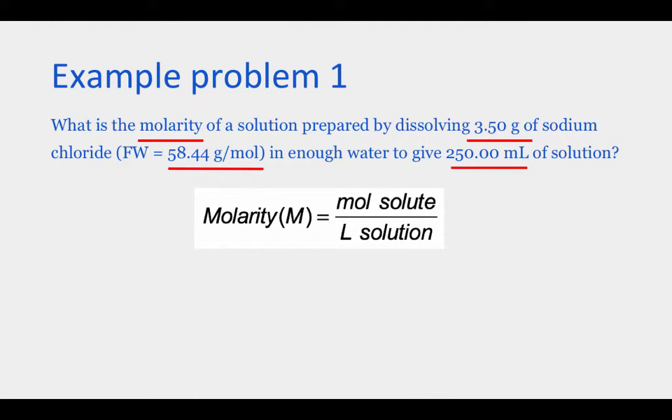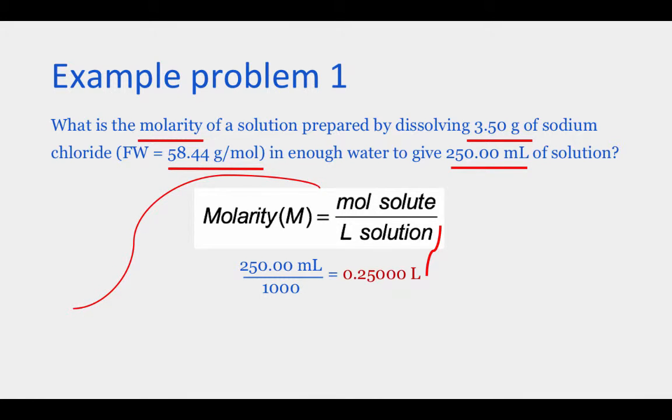Third, what else do you know? The definition of molarity is moles of solute divided by liters of solution. So you already know the denominator. It is the 250.00 milliliters divided by 1,000 to give you 0.25000 liters. To find the numerator, you will need to convert the grams they give you into moles.